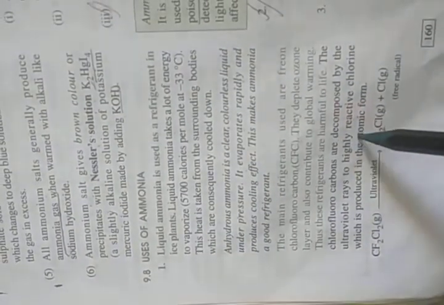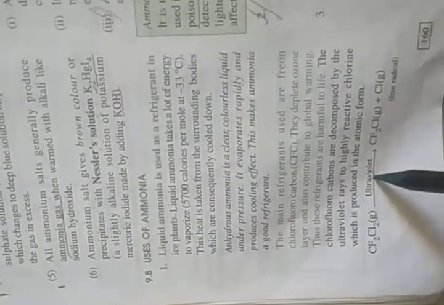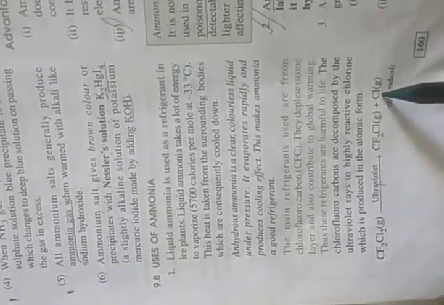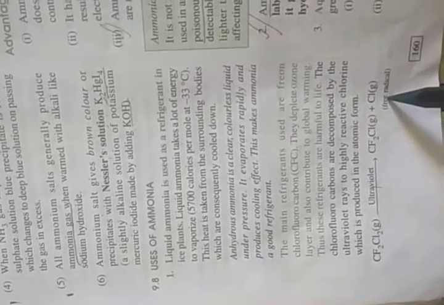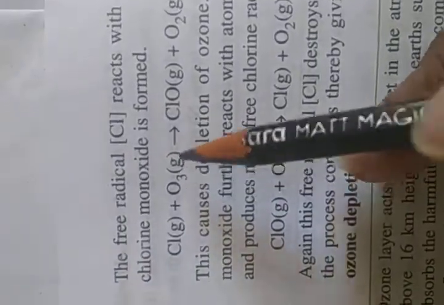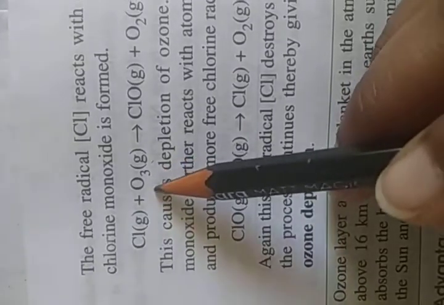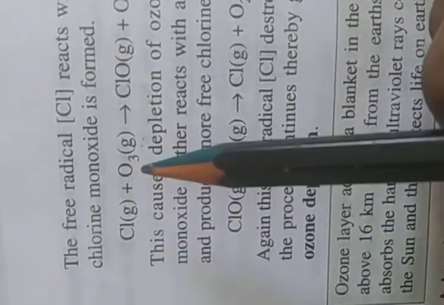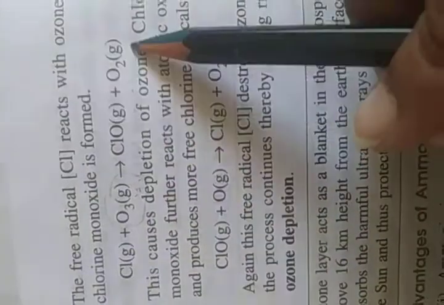The chlorofluorocarbons are decomposed by ultraviolet light. Okay? So this ultraviolet light produces chlorine free radical, means chlorine in its atomic form, and you know that it is very unstable. Okay, this chlorine reacts with the ozone which is present in the ozone layer. What is the function of this ozone layer, children? It protects us from the UV radiations. Okay, so this chlorine reacts with it. Finally, see, our ozone is broken down.